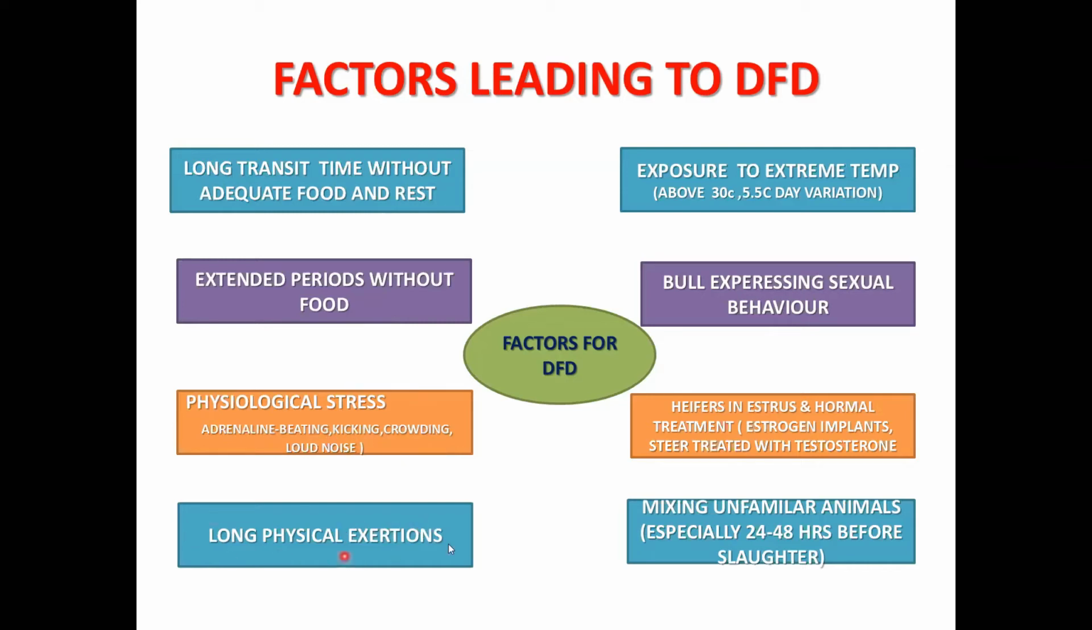Fourth is long physical exertion, that is, stress. When you put the animal under long stress, it can lead to DFT. Fifth is exposure to extreme temperature. If there is much variation in temperature within the day, it can bring stress to the animal. If the temperature is above 30 degrees centigrade, it can again lead to stress on the animal. Or if the temperature variation within the day is more than 5.5 degrees centigrade, it can also lead to stress on the animal, which in turn can lead to DFT.